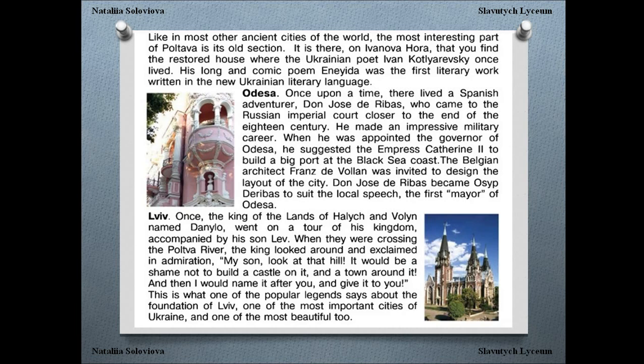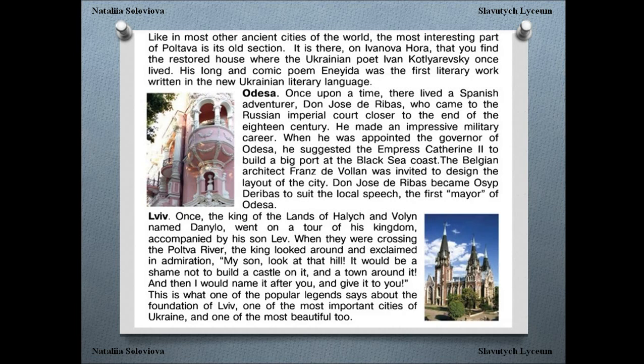Odessa. Once upon a time there lived a Spanish adventurer, Don José de Ribas, who came to the Russian imperial court closer to the end of the 18th century. He made an impressive military career. When he was appointed the governor of Odessa, he suggested to the Empress Catherine II to build a big port at the Black Sea coast. The Belgian architect Frans de Volan was invited to design the layout of the city. Don José de Ribas became Osip de Ribas to suit the local speech, the first mayor of Odessa. Lviv.